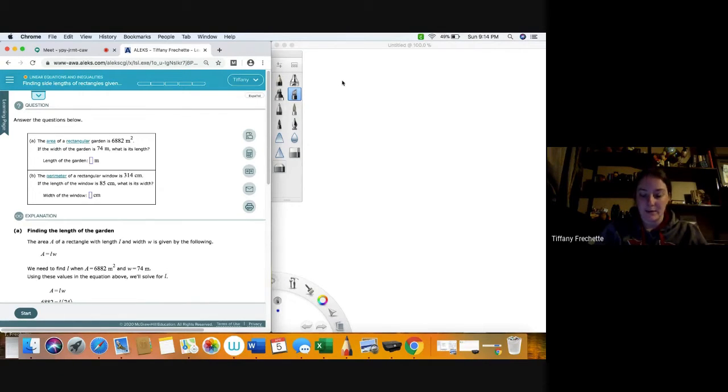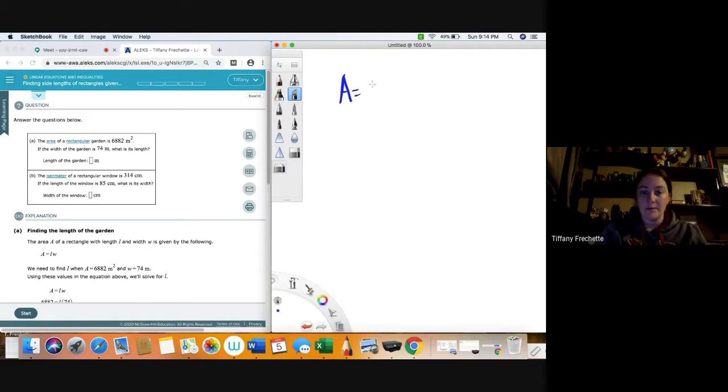If it's a rectangle, then area equals length times width. So this is the basic formula for calculating area of a rectangle. Then they tell us if the width of the garden is 74 meters, what is the length? So we know the area is 6,882, and they told us what the width is. They want to know what the length is.